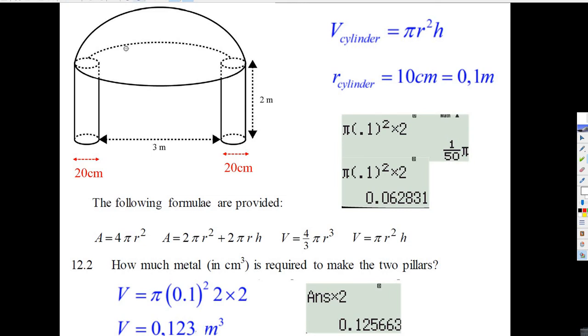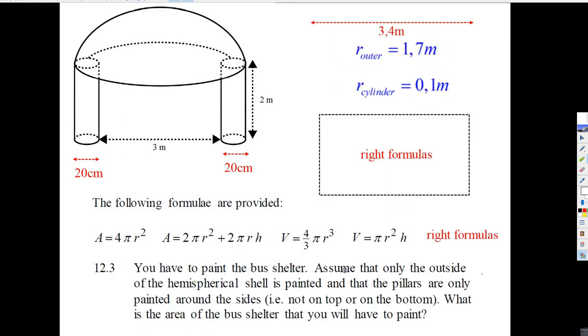Okay, the last question. You have to paint the bus shelter, assuming that you only paint the outside, the top of the hemisphere, and you paint the outside of the cylinders, not the circles on top. Well, we have already got that the radius of the outside one we did in the last question is 1.7 meters. The radius of the cylinders is 0.1 meters.